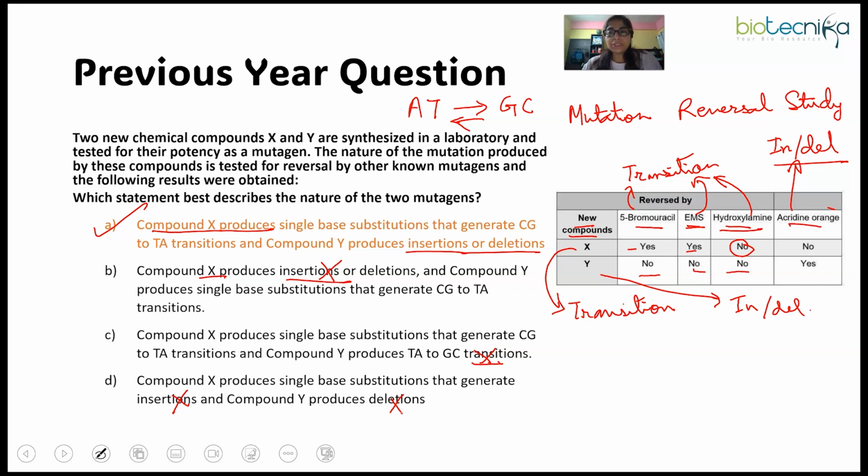This type of question you will get in many varieties. Most of the time they will increase the number of compounds here, but the ultimate way of how to approach this question remains the same. You have to know the mutagens, you have to know what kind of mutation they cause, and you have to correlate it with the action of the new compound.